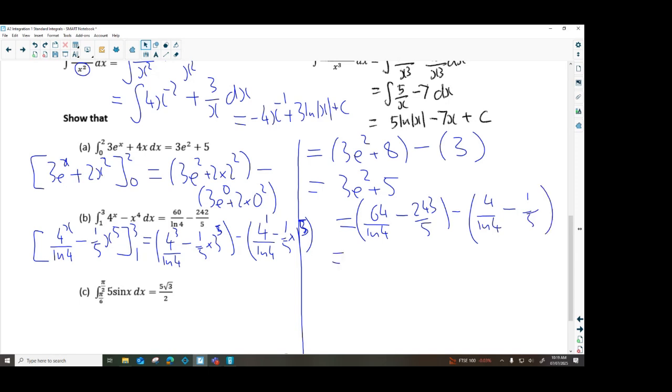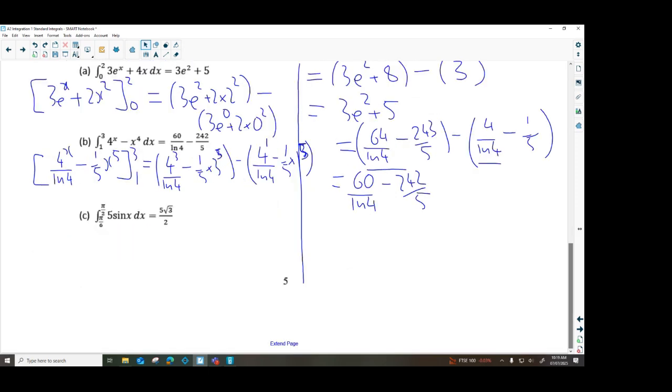Now, if you collect that term and that term, they have a common factor on the bottom. If you subtract the tops, you will get 60 over ln 4. And then minus 243 over 5, take away a minus is add on 1/5, does give 242 over 5 as was required.